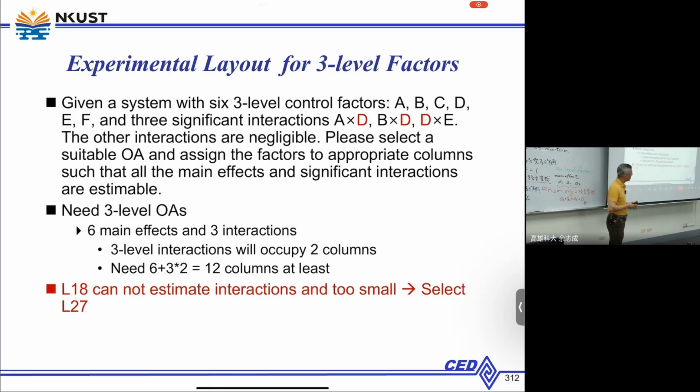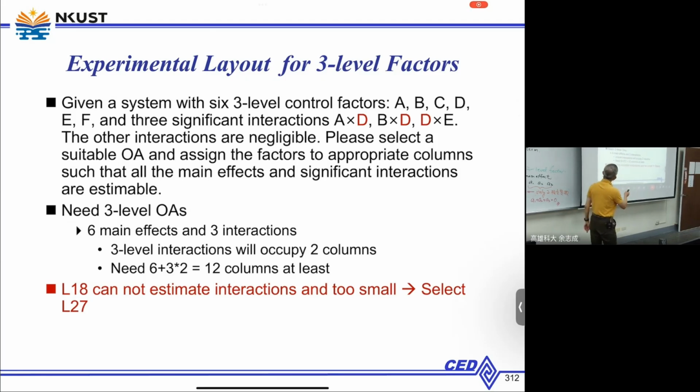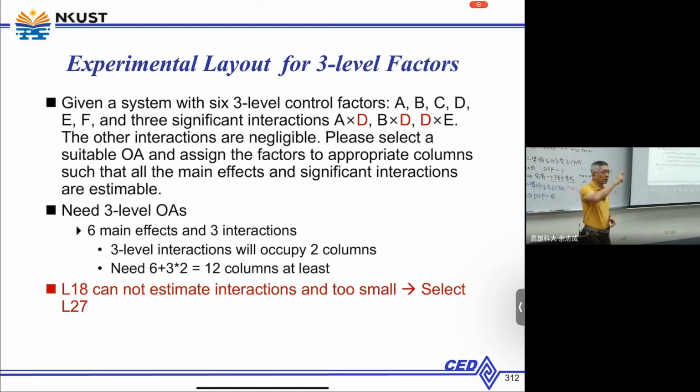How many columns do you need? You will need 1, 2, 3, 4, 5, 6. 6 columns for the main effects. And you need to consider 3 interactions. Each interaction will need 2 columns. So you need to find an orthogonal array that has 12 columns or more in order to accommodate these 6 main effects and 3 interactions. So go back to the orthogonal array table.